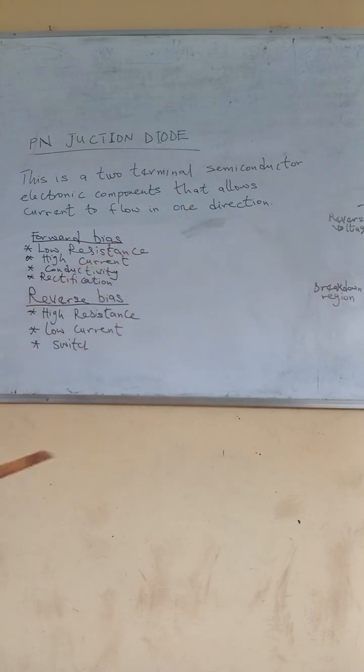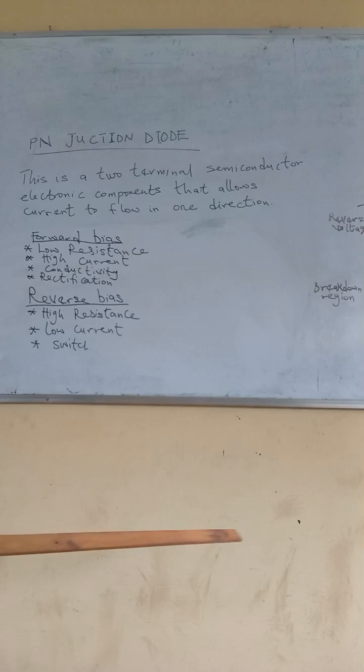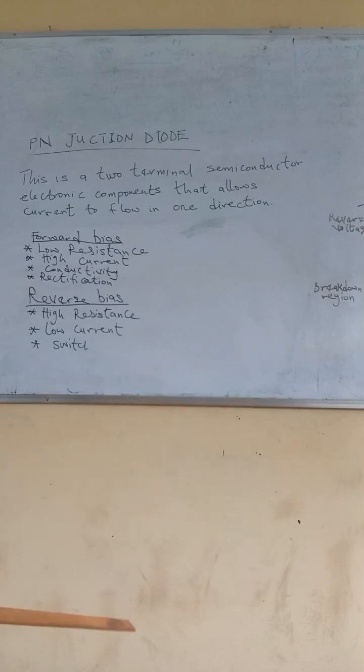But in reverse bias condition, there will be high resistance. Reverse resistance will be very high. Forward resistance will be very low. Reverse resistance will be very high. So reverse current will be very low. In that case, it will block the flow of current. It can act as a switch. It will turn off the electric current.